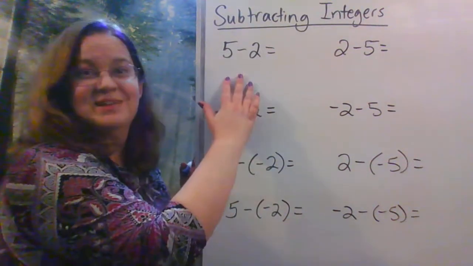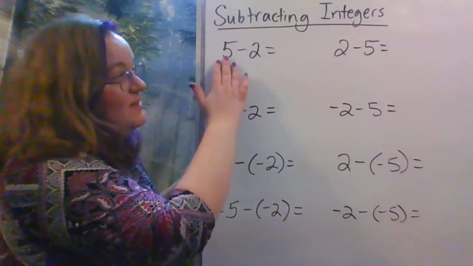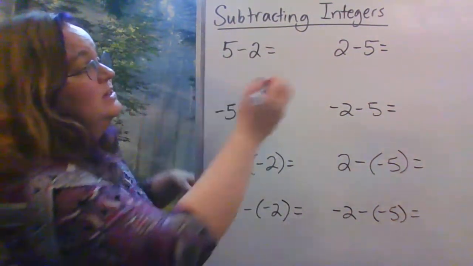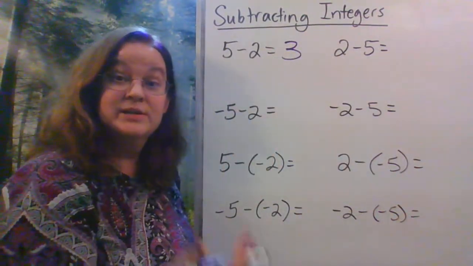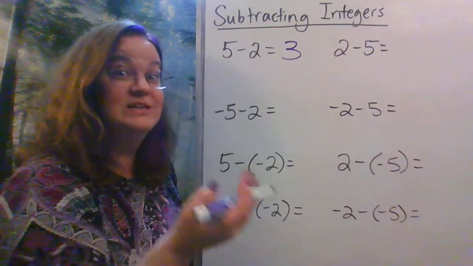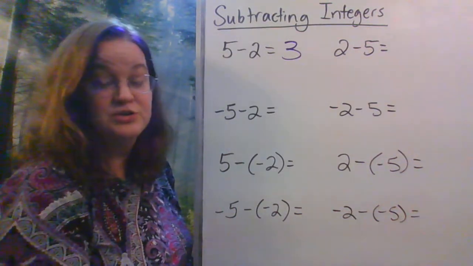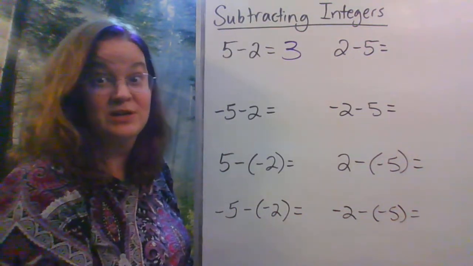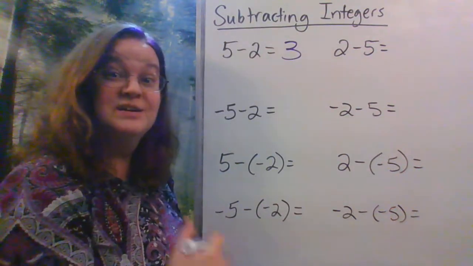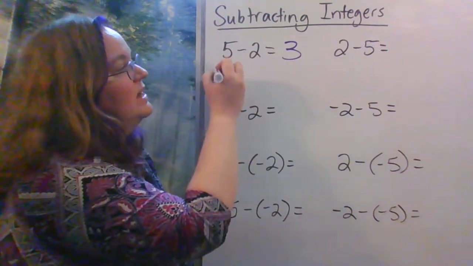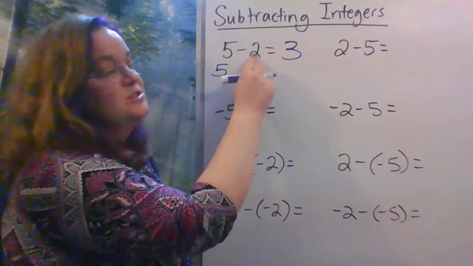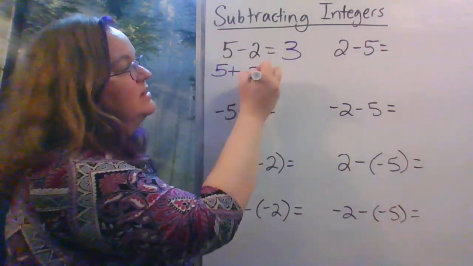Now, when you have something like 5 minus 2, you have 5 of something, you lose 2 of it, you're left with positive 3. What I want to show you is, if you've mastered the addition rules for integers, you don't have to memorize a new set of rules for subtracting, because subtracting a positive 2 is the same as adding a negative 2. So instead of minus 2, I can think of this as plus negative 2.